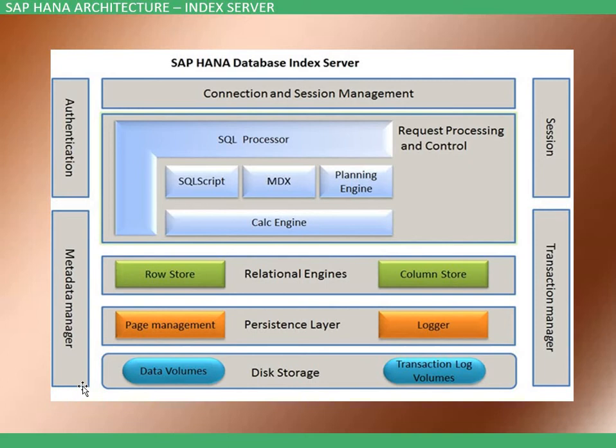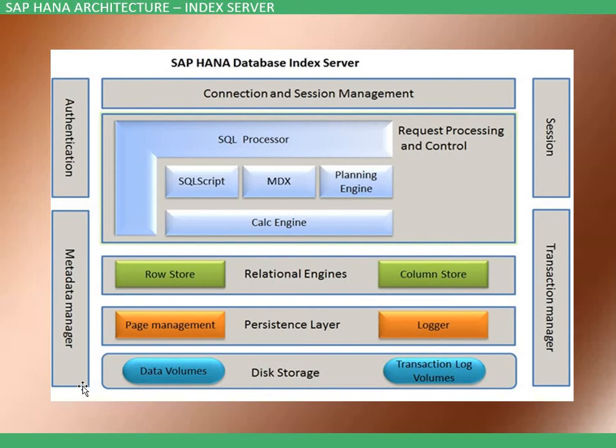Below that, SAP HANA has a request processing and control layer where all the SQL is processed by the SQL processor. SAP HANA has inbuilt SQL script which processes the SQL queries. It also has MDX queries and the calculation engine. All these calculation requests coming to the SAP HANA system in the form of SQL queries are processed in the SQL processor, which is one of the layers of the index server.